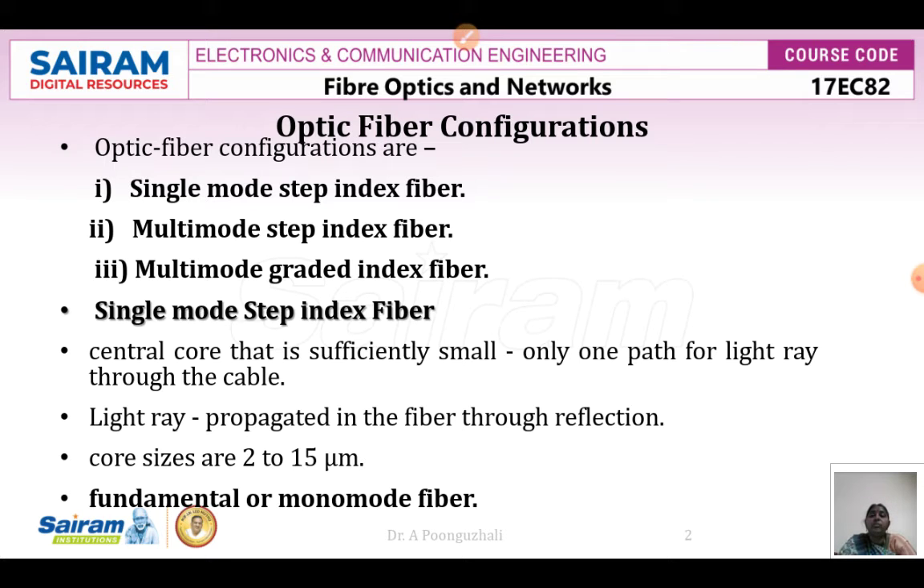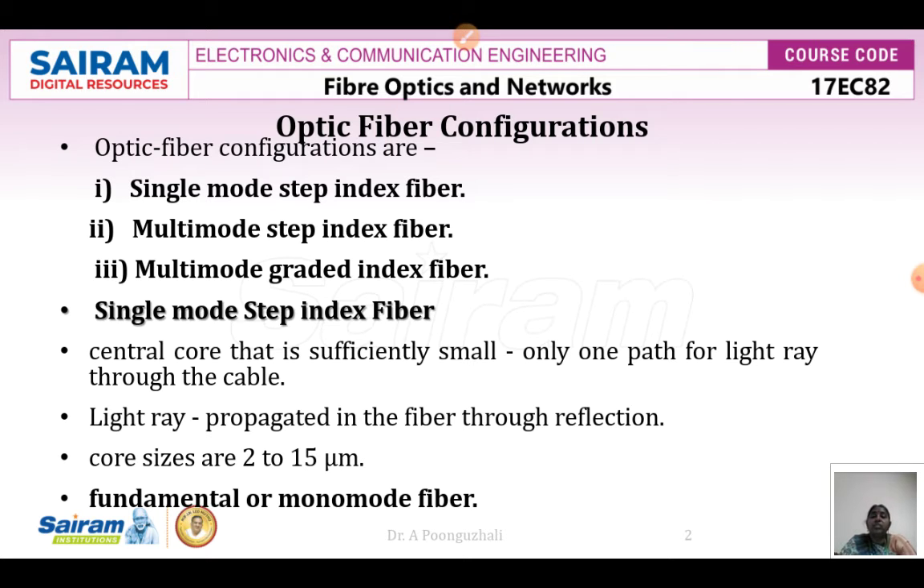One is the single mode step index fiber, the other is the multi-mode step index fiber, and the third is the multi-mode graded index fiber. Now we will first see the single mode step index fiber. In a single mode fiber, the central core is going to be extremely small. When the core is very small, only one ray path can travel along the fiber.